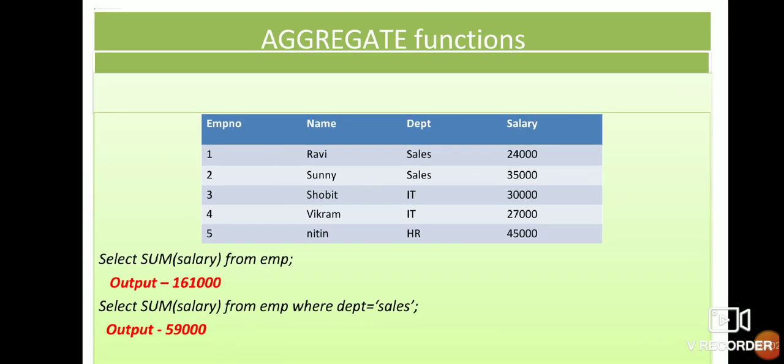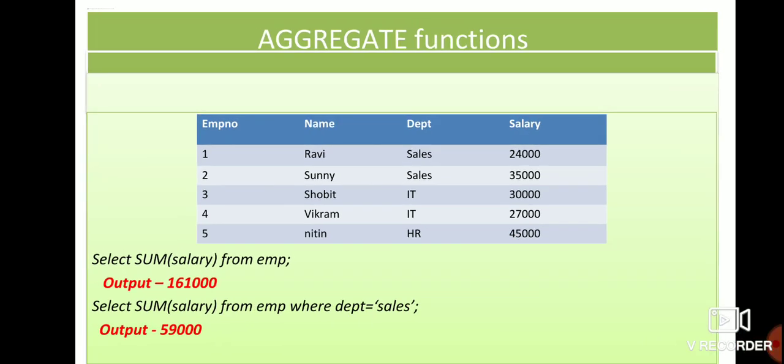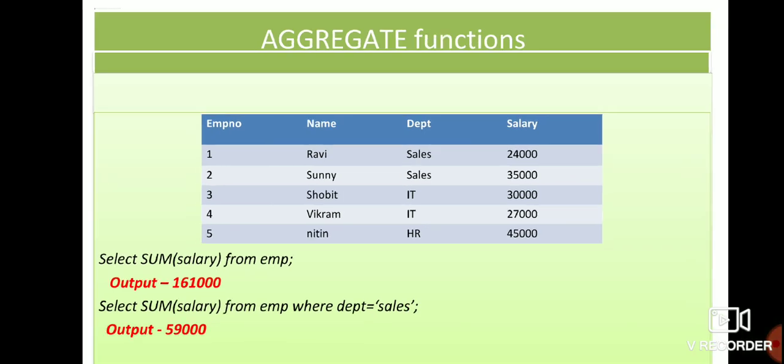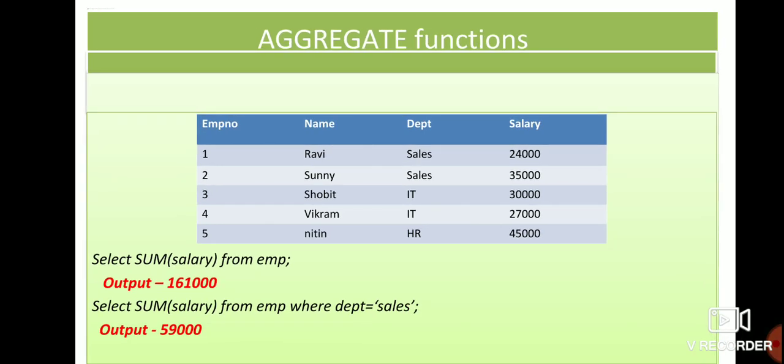Okay, next, SELECT SUM(salary) FROM employee WHERE department = 'sales'. I have given the condition also, isn't it? So whichever is the sales department, you can see there are two sales departments. First one is 24,000 and second one is 35,000. So these two sales departments will be calculated and we'll get the output as what? 59,000.